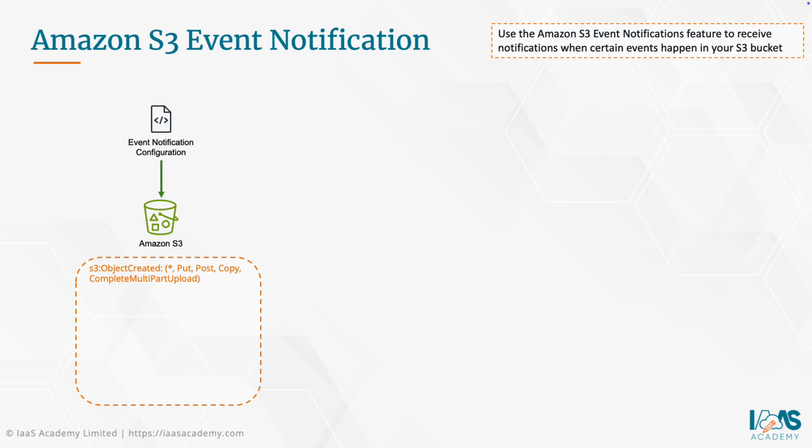For example, when you create an object, you can configure a notification to be triggered when an S3 object created event takes place, for any kind of object creation action, or for things like put, post, copy, complete multi-part upload, etc. Another event is when you remove an object, for instance when you delete an object, or if you've got versioning enabled, when the delete marker is created for your object in the S3 bucket. Object restore, when you're restoring from Glacier. Or for instance, an S3 replication event.